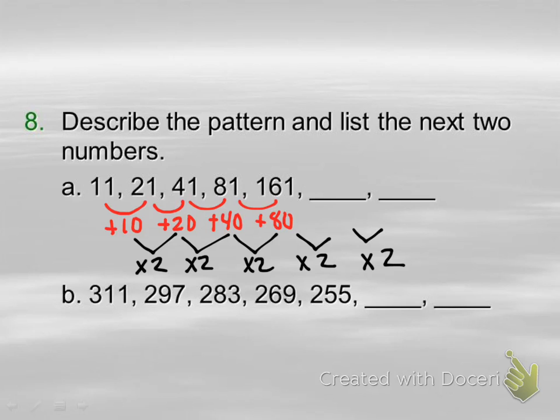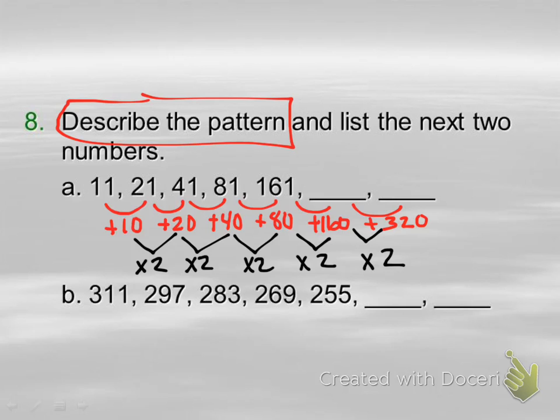So on the next one, 80 times 2, I'm going to want to add 160. And then 160 times 2, I'm going to add 320. So a pattern within a pattern. Now, if you write everything that I just wrote, you just described the pattern. That part's done. If you want to do it off to the side in words, you can.